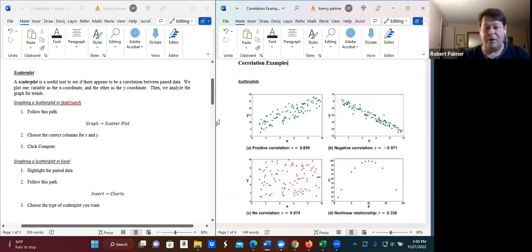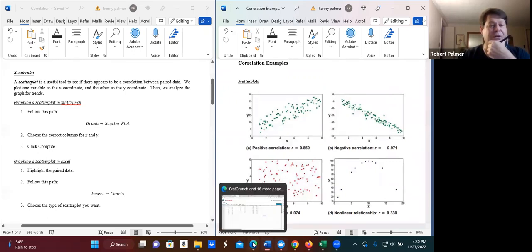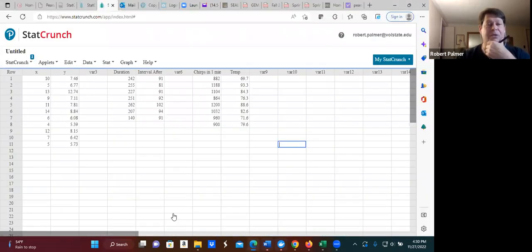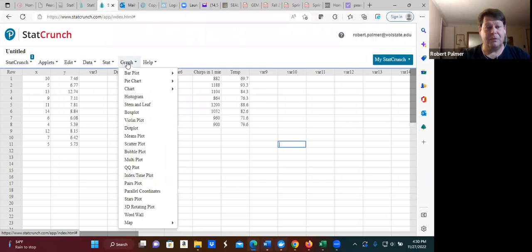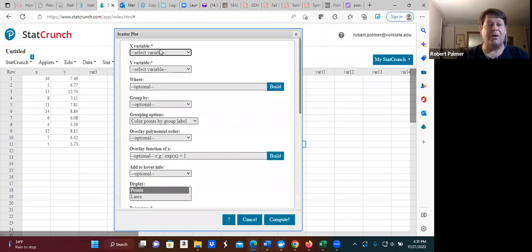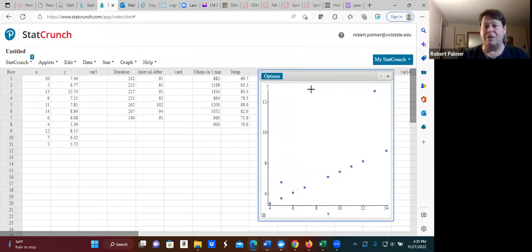Let's do that briefly. Let's go into StatCrunch first. Here's some data we'll actually use today. What we're going to do is go first to Graph. One of the choices here is Scatter Plot. Then what we need to do is just choose the correct X and Y variables. I'm going to pick these two, X for X and Y for Y. There are a lot of options, but we aren't going to focus on those. We just want to hit Compute. And that gives us this picture.